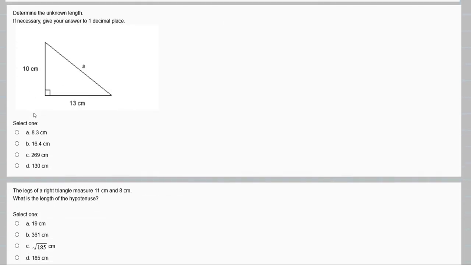Next, determine the unknown length. So this is the long side. This is the hypotenuse. It's opposite of the right angle. That's going to be called, I'll call it C here in our Pythagorean theorem.